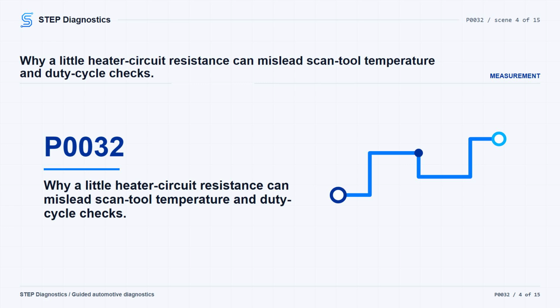On a normally operating switching O2 sensor, the typical duty cycle percentage will range between approximately 30 and 50%. And the typical heater temperature will range between approximately 1,200 degrees F and 1,400 degrees F on the scan tool. When the PCM disables the heater driver, the duty cycle will be 0%.